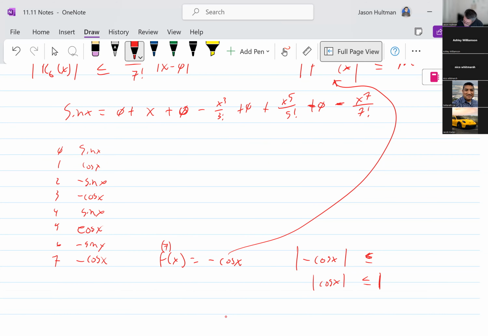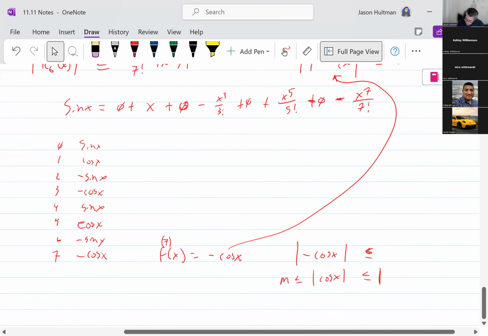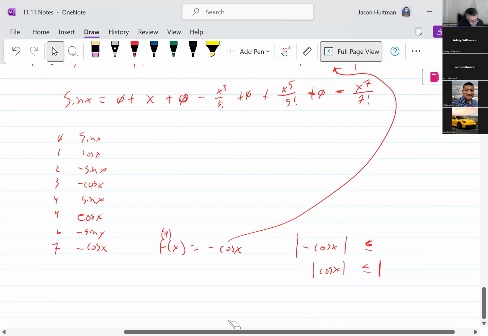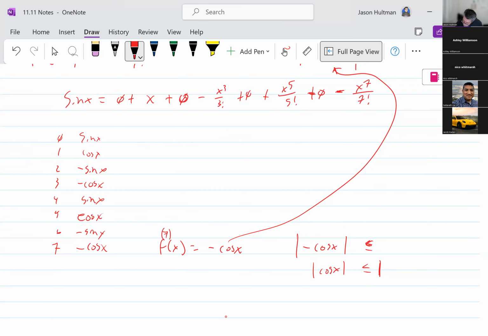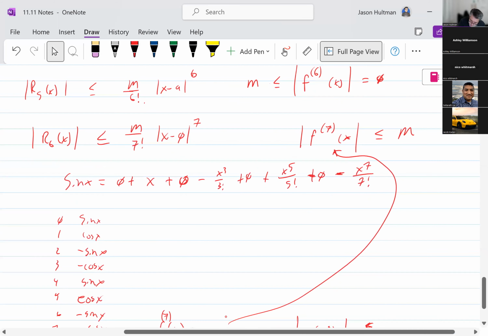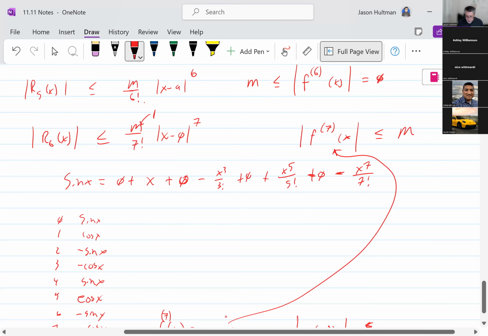So m is less than or equal to this, which is less than or equal to 1. Is that right? Nope, the other way around. Let me make sure. I'm getting messed up, yeah, that's right. So this is less than or equal to m. And so what can we make m? Well, we can just make m 1. M equals 1. So we're going to plug in a 1 here. Well, that makes things nice.